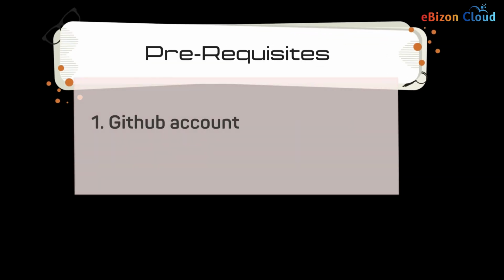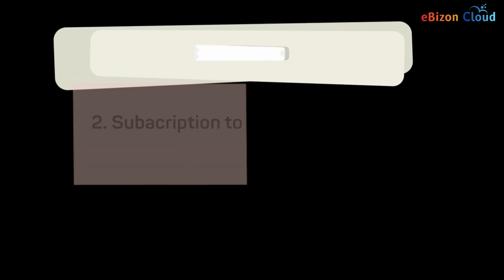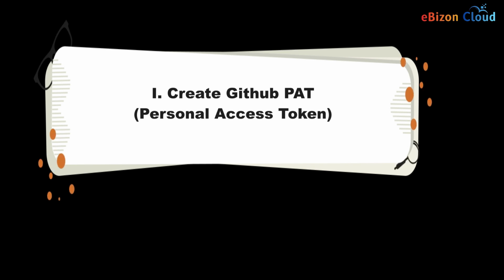Prerequisites. 1. GitHub account to import your repository to Azure repos. 2. Subscription to Microsoft Azure. Create GitHub PAT, Personal Access Token.